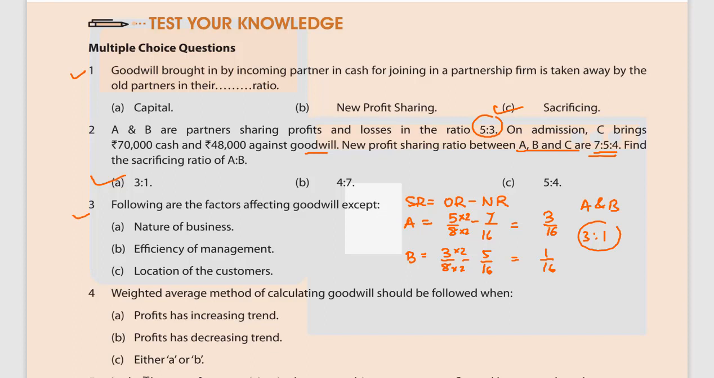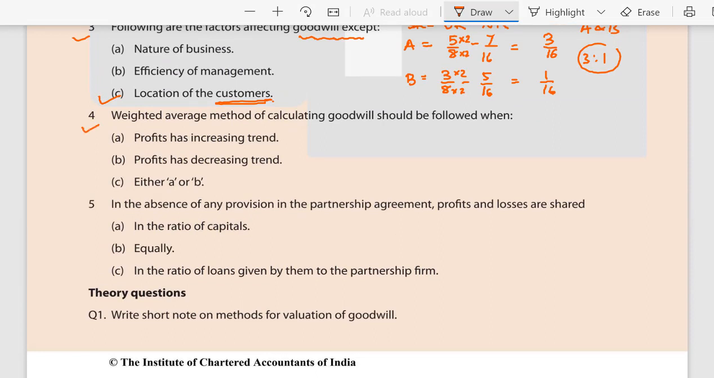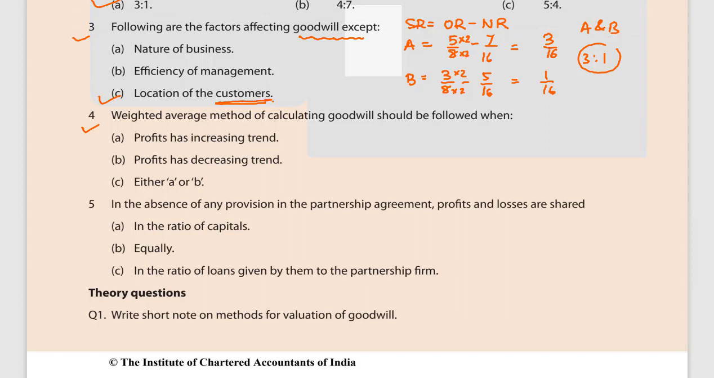Question 3. The following are the factors affecting goodwill except: A. Nature of business, B. Efficiency of management, C. Location of the customer. The answer is location of the customer. Next, question 4. The weighted average method of calculating goodwill should be followed when A. Profits have an increasing trend, B. Profits have a decreasing trend, C. Either A or B. It's C, either A or B.